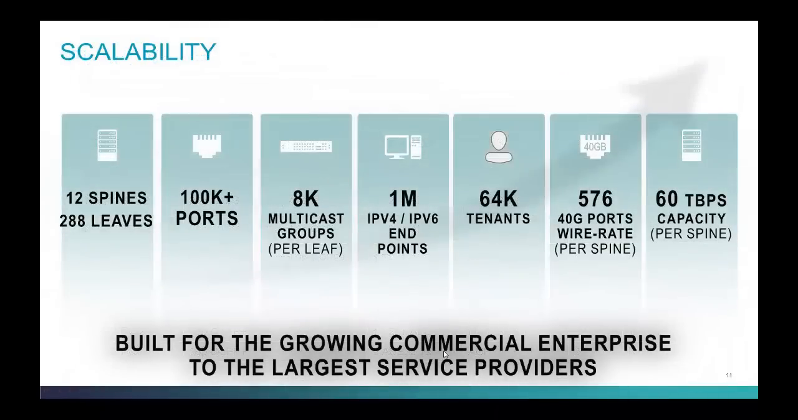So, talking about scalability. These are the marketing figures, what it's been said it can support. So you could have it running with 12 spines and 288 leaves. Well, if you needed 288 leaves, I think you definitely need to use the chassis at the spine. It can provide 100,000 ports simultaneously in a whole solution. 8,000 multicast groups on a per leaf basis. You could use IPv4 on its own, IPv6 on its own, or a combination of the two. A total of 1 million endpoints.